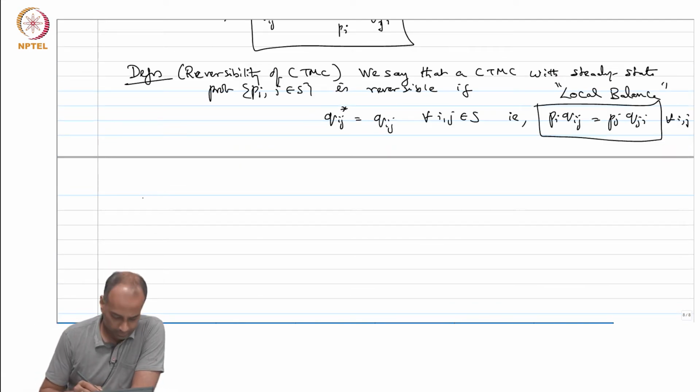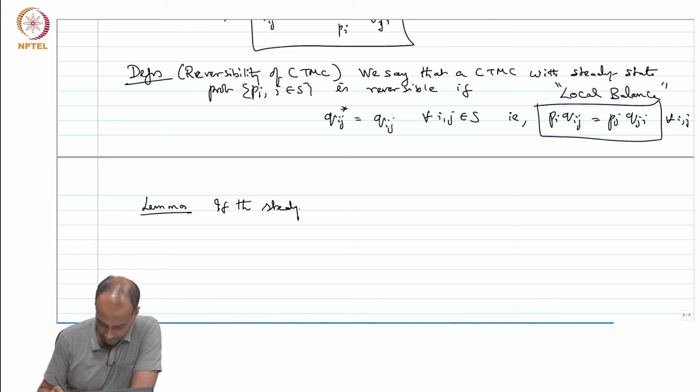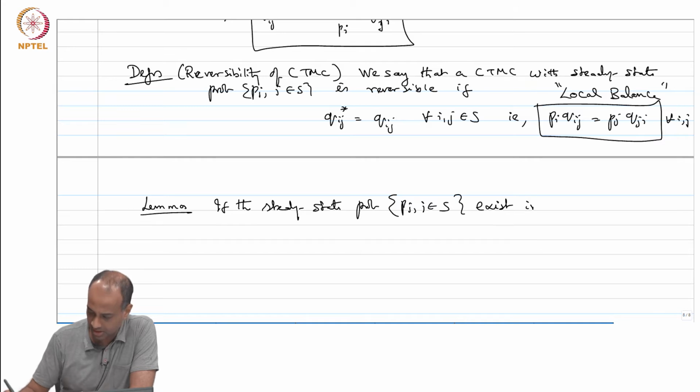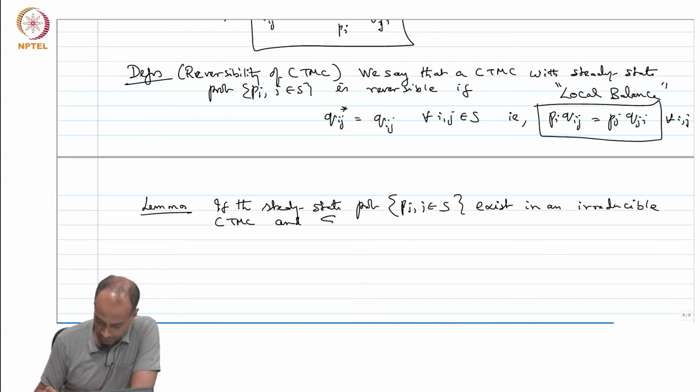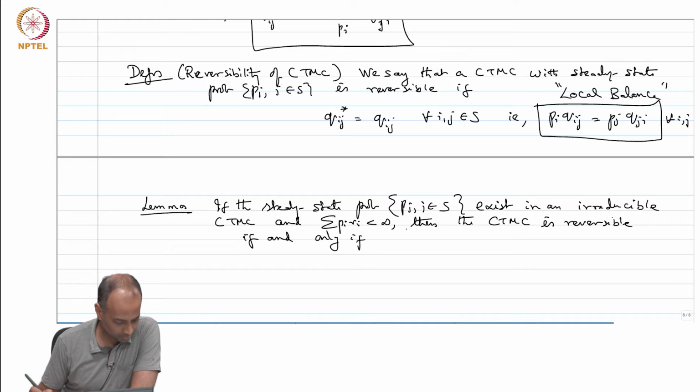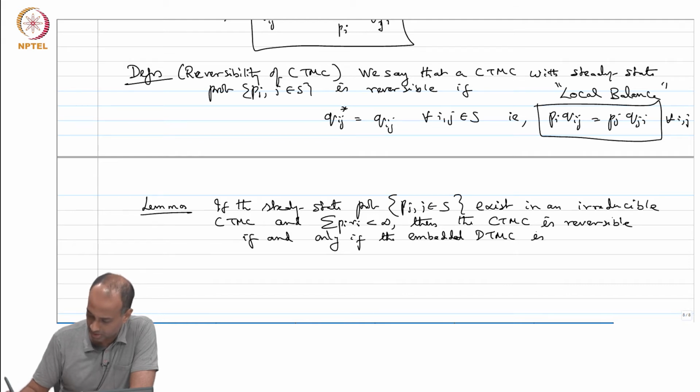Now, we can prove a lemma that says that if the steady state probabilities P j's exist in an irreducible CTMC and sum over P I nu I is finite, then the CTMC is reversible if and only if the embedded DTMC is reversible.